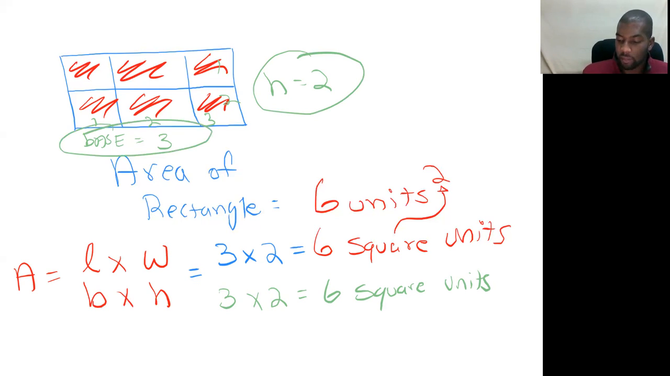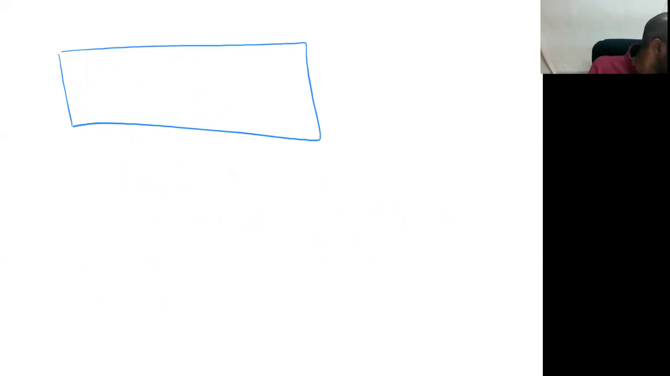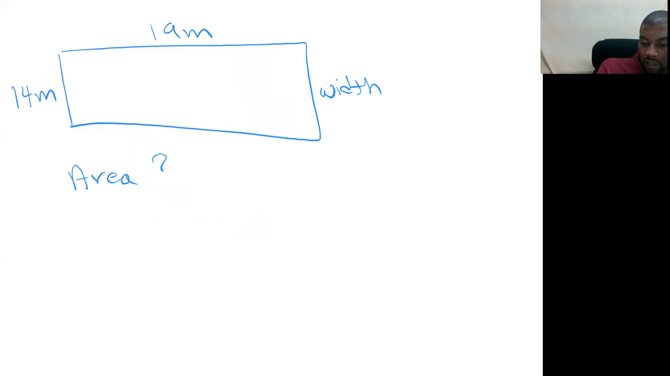Let's try another one. I'd like you to write this down in your notebook if you're following along. All right, let's say I have this rectangle. And this one is 14 meters, and that's the width, how wide it is. And then how long it is, 19 meters.